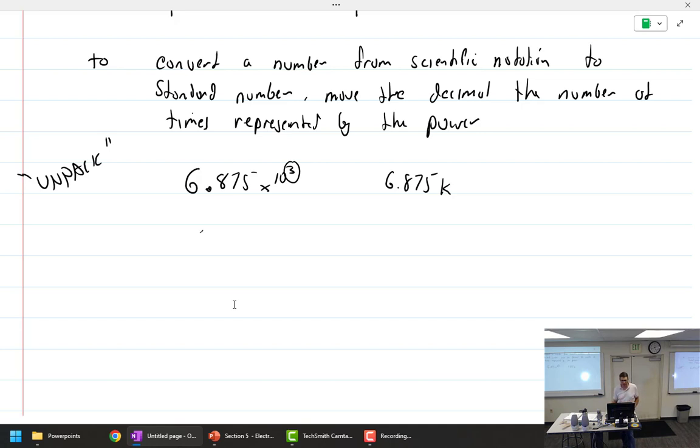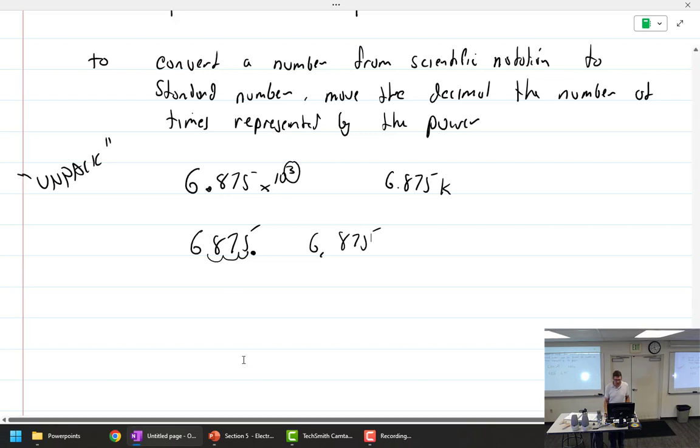So that number unpacked is 6875. I move the decimal place three places. One, two, three. So it becomes 6875.